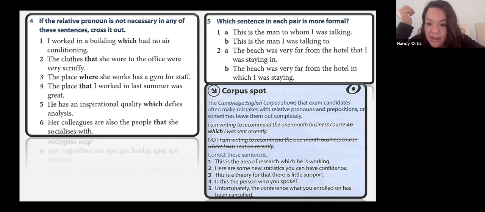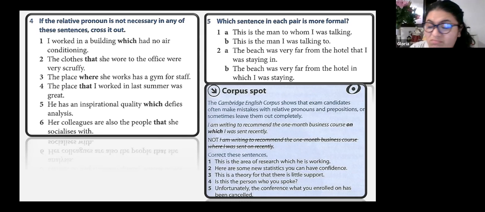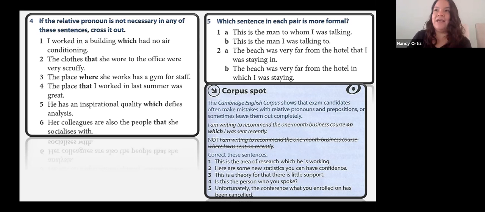Here are some new statistics you can have confidence. As you can see, even when I read the sentence, I was like, what? Because it doesn't sound correct. Without the preposition, it sounds incomplete. But yes, here are some statistics in which you have confidence. In which?